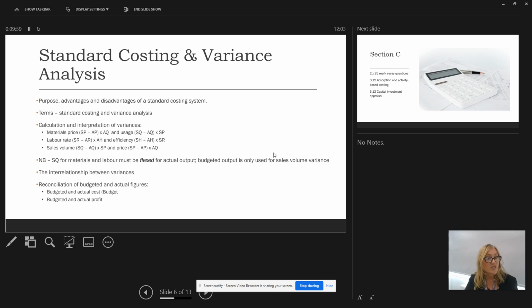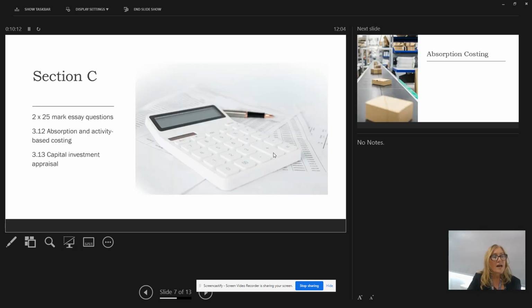If you're asked to reconcile the budgeted and the actual profit, start with the budgeted profit, and then add a favourable variance, deduct an adverse variance, because a favourable variance will increase profit, and adverse variance will reduce it.